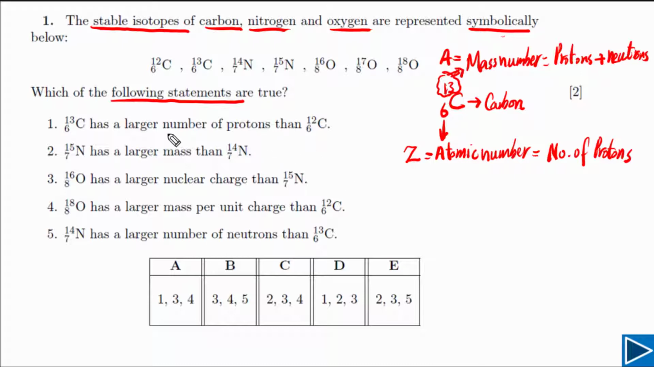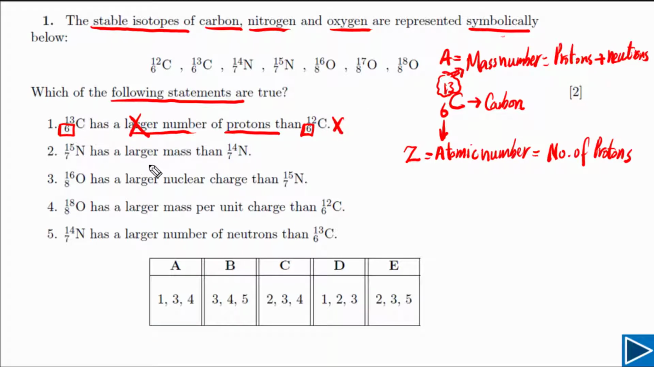Now let's look at the different statements and try to find out which statement is true and which is not true. The first statement is telling us that C13 has a larger number of protons. But if we look at the atomic number, these two nuclei have the same atomic number. It means they have the same number of protons. So this statement is not true.